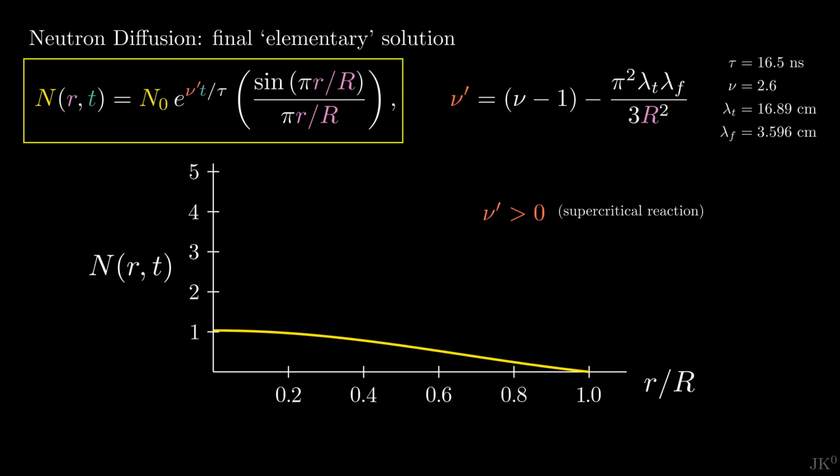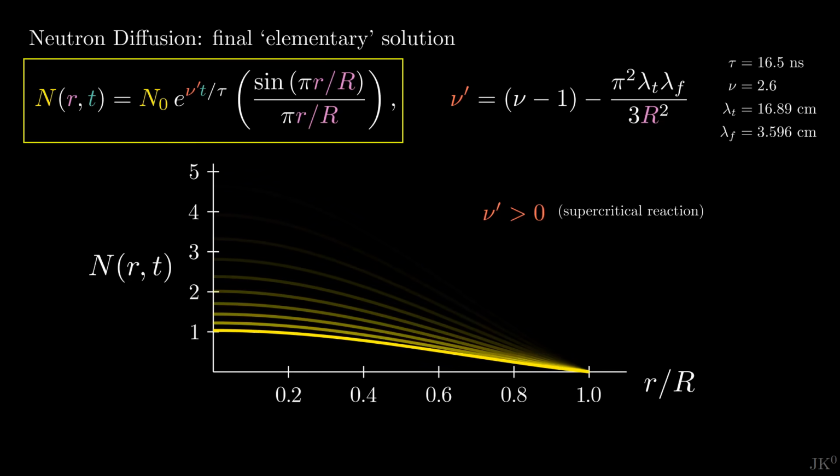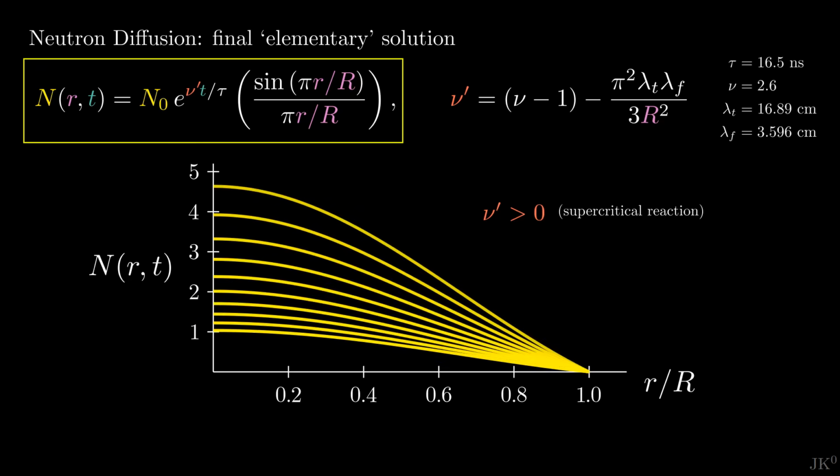We start with exactly the same profile that represents the initial burst of neutrons, and we see that as time evolves, the neutron density quickly starts going up. I let this evolve only a few nanoseconds, just to give you an idea, and you can see that this will very quickly start blowing up.